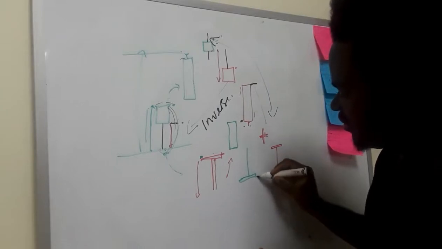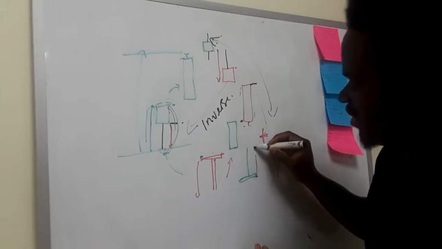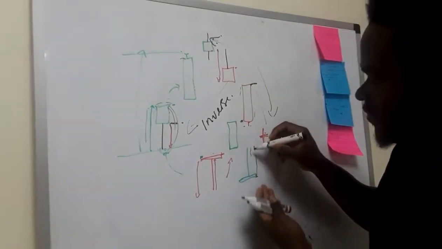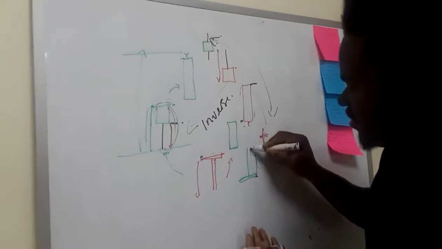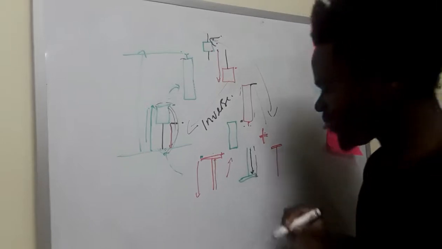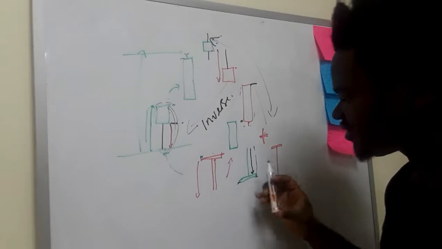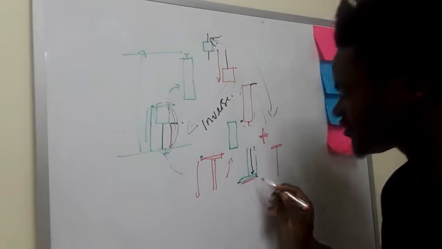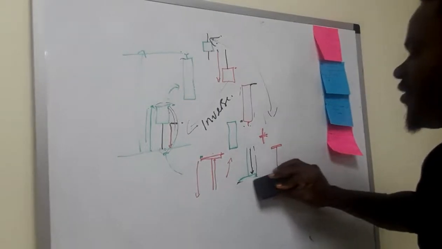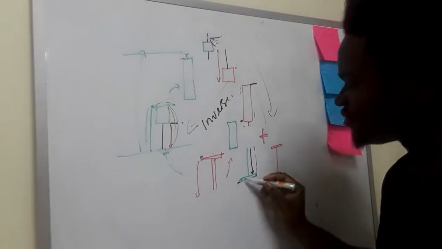market started here. The buyers continued to buy this cryptocurrency until it was here. The sellers stepped in, sold, or the people that were buying started to sell until the candle got here. But it did not manage to cross here to give us a red candle. Here, it did not manage to cross. So we were stuck with a gravestone doji.